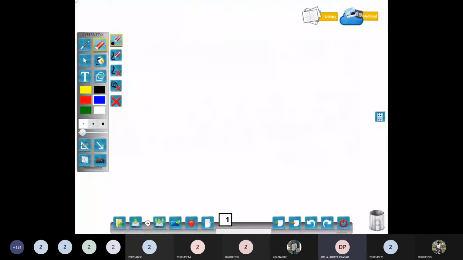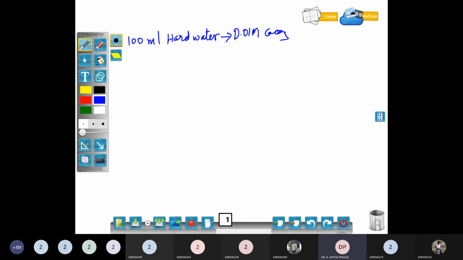Let's write it. 100 ml of hard water sample contains 0.01 molar of calcium carbonate. This 0.01 molarity we will be considering as M1.